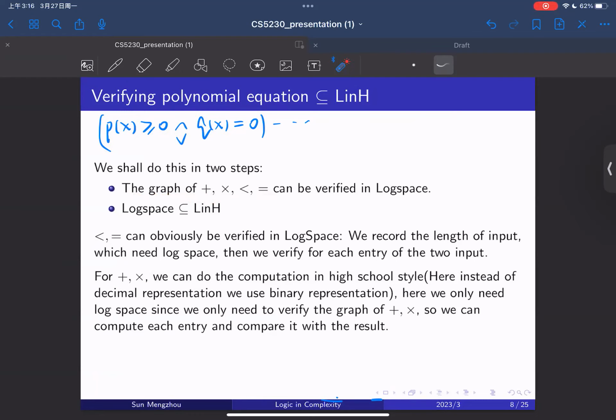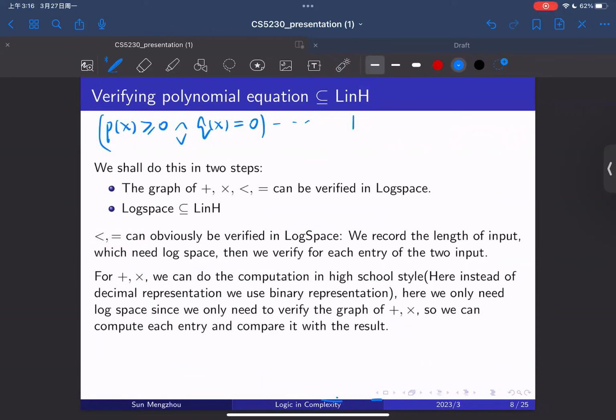So in particular, we shall show that the graph of plus, times and less than, equality can be verified in the linear hierarchy. We shall do this in two steps. First, we verify that these things are in log space. And the second thing is log space is a subset of the linear hierarchy. So for these two relations, they can be obviously verified in log space. So the idea is quite simple.